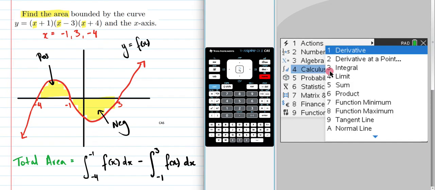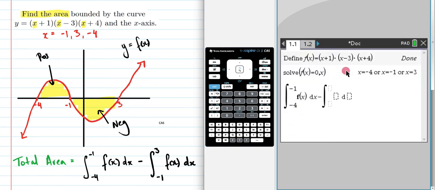Menu, calculus, integral. And this time it's from -1, this is f of x, and this is 3, because -1 to 3, good. And then this is dx. Having done that, you hit enter, and there's your answer. As you can see, it is a disgusting answer, and that's why I did it on the CAS.